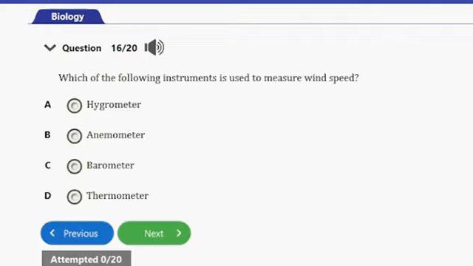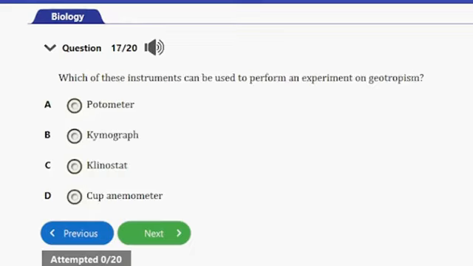Question number 16 here. It says, which of the following instruments is used to measure wind speed? A, hygrometer. B, anemometer. C, barometer. And D, thermometer. So guys, the answer to this question is anemometer, and that's option B. Let's consider the next question.